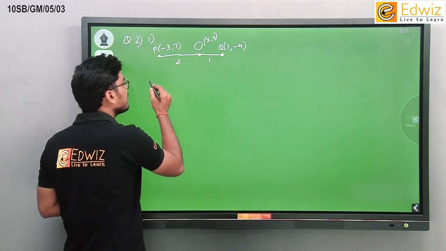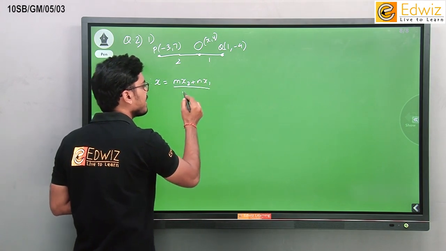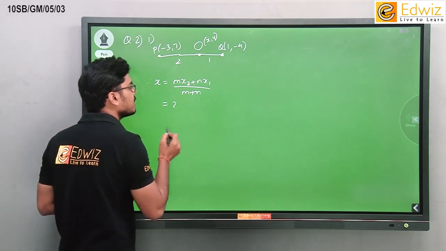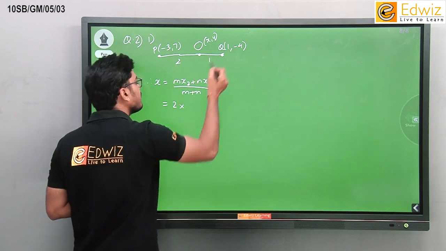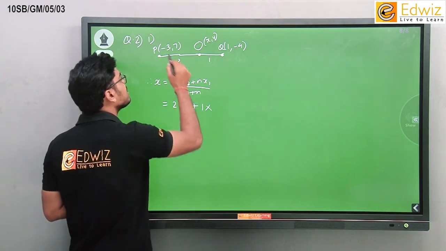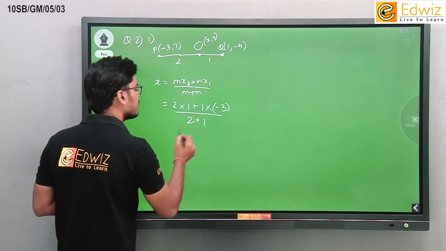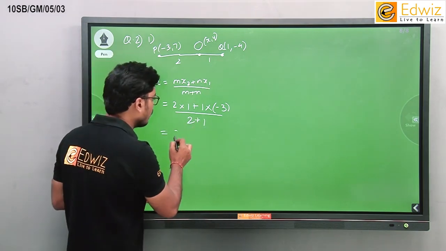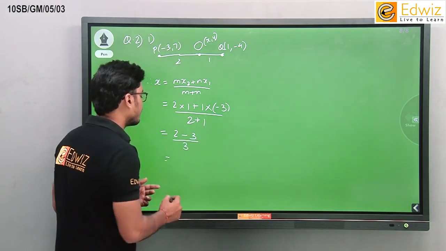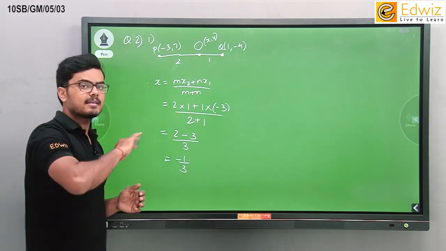यहाँ पे we'll have to first find the value of x, that is nothing but mx2 plus nx1 divided by m plus n. Okay, what is mx2 and x1? Suppose m 2 लिया मैंने तो multiplied by, for this x2 will be 1 plus n, that is 1 multiplied by x1, that is minus 3. Divided by m plus n, मतलब 2 plus 1. So this will be equal to 2. 1 into minus 3 will be minus 3 divided by 3. So what we are getting here is 2 minus 3, that is minus 1 upon 3. This is the x coordinate.